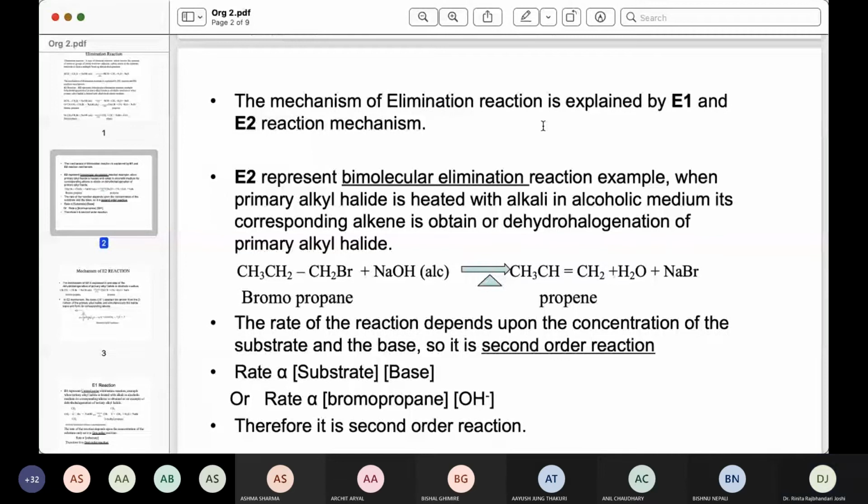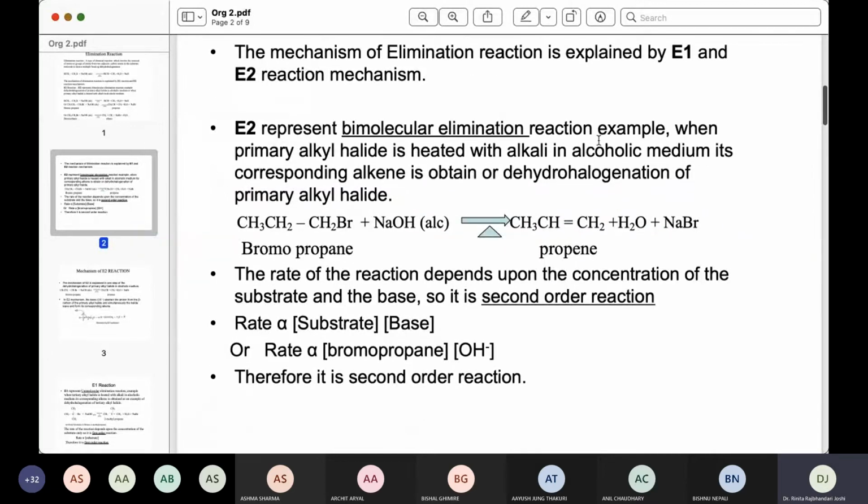E2 is represented by alkali in alcohol, and alkene is obtained by dehydrohalogenation. Here is a bromopropane, and it is said that the rate of the reaction depends upon the concentration of the substrate and the base. So it is a second order reaction, so you can write rate is directly proportional to a constant times the concentration of the substrate and the base. Therefore it is a second order reaction.